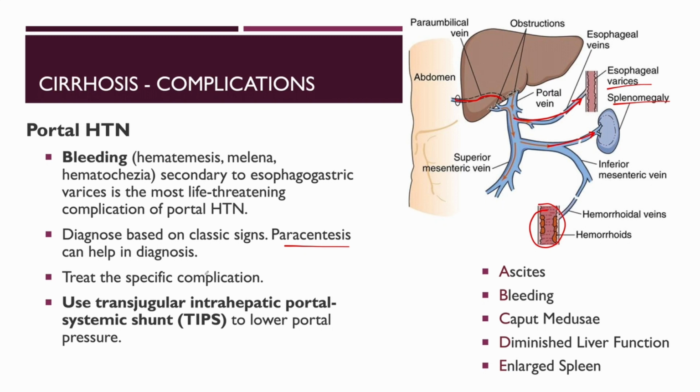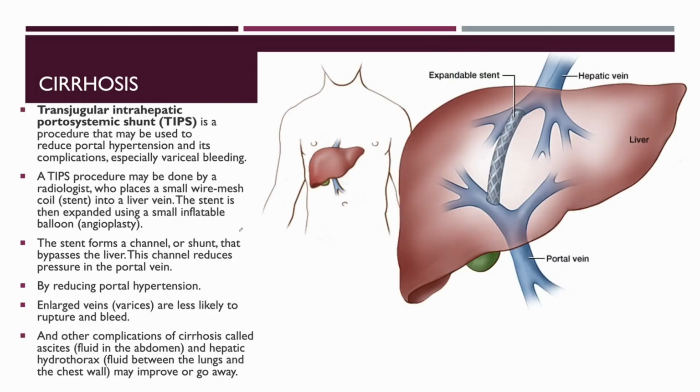And we're going to talk about this also, the TIPS procedure that can be done to bypass the liver when we have severe backup, and usually in the presence of esophageal varices, we can do this TIPS procedure. So this is what we were talking about just right now.